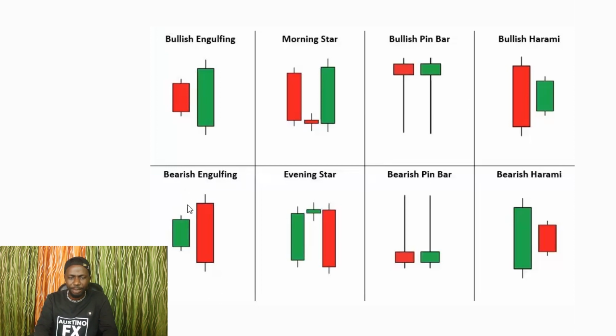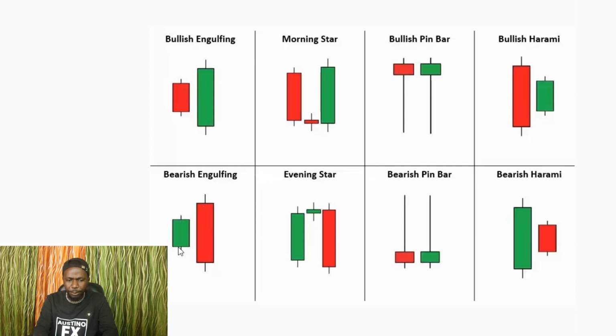Now we'll come down to the bearish reversal candlestick patterns, right? So these candlestick patterns can be identified at a resistance level. So this one is what we call the bearish engulfing pattern. The bearish engulfing pattern is when the red candle engulfs below the green candle, telling you that the sellers have stepped into the market.